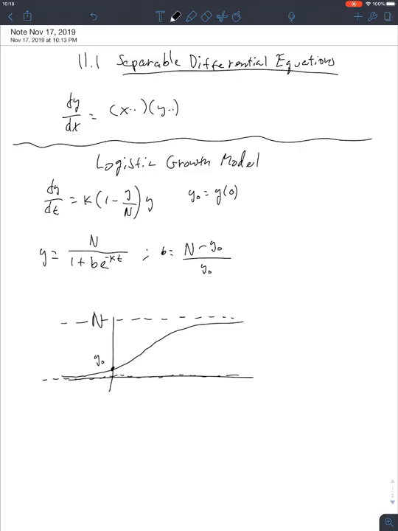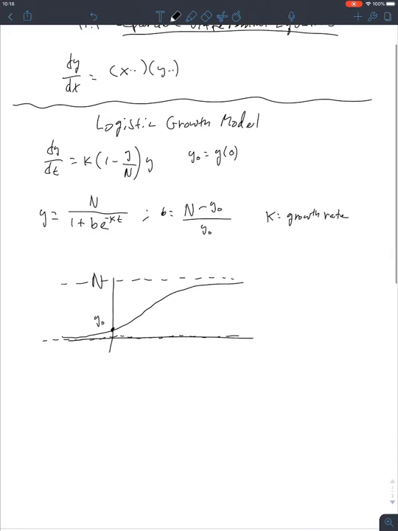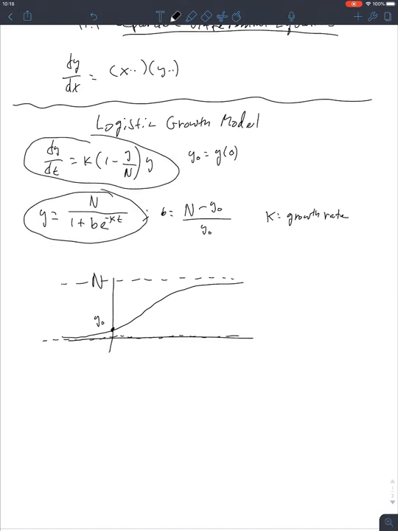B is just a constant based on this that we have right here, and k is the growth factor. Just like how fast it's growing. So k is like a growth factor, or growth rate. Okay. And so this is the differential equation, and then this here is the actual solution to it.